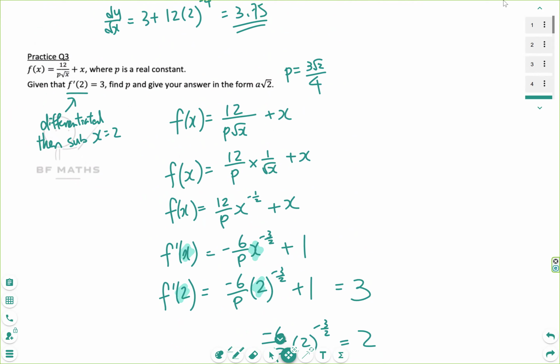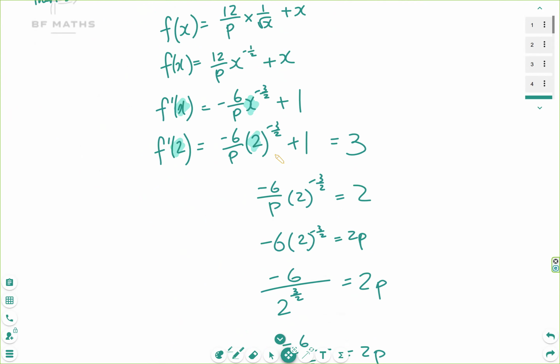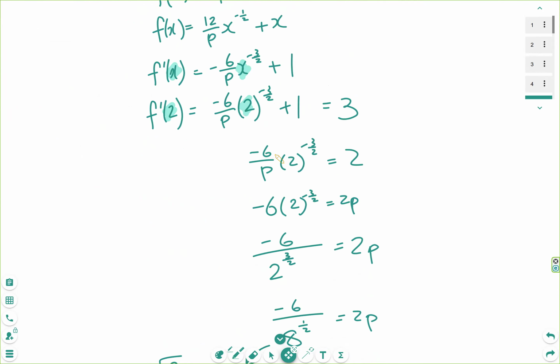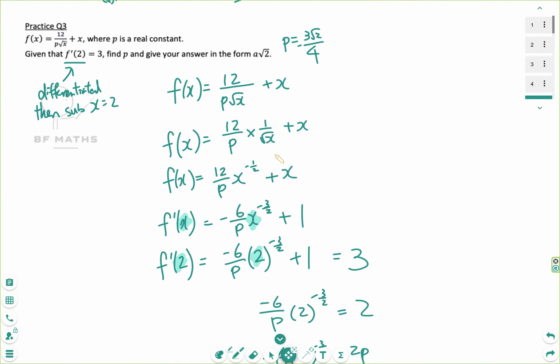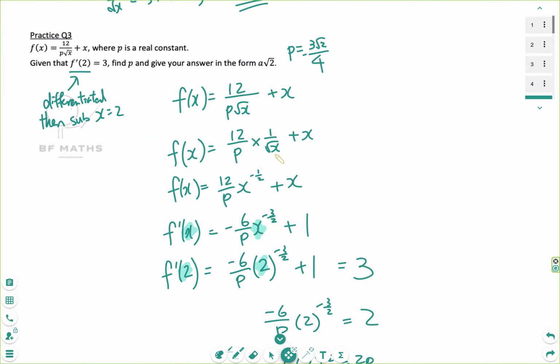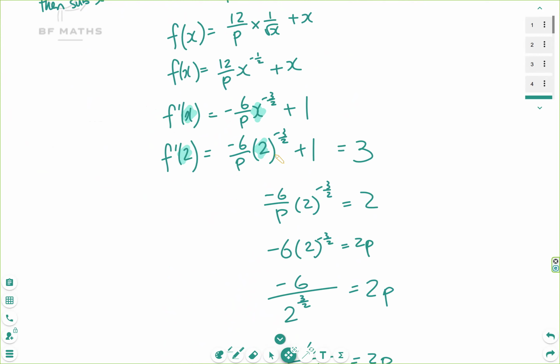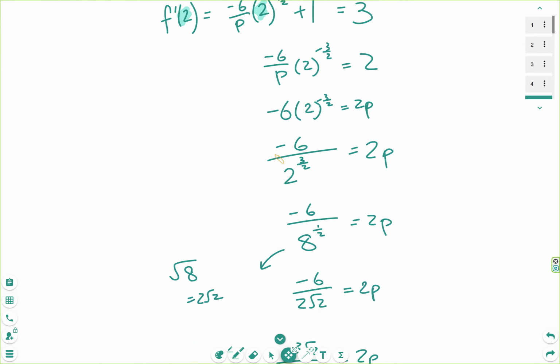So if you're wondering what p actually equals, is it negative? Why is it negative? Oh, because of the negative 6 when I differentiate. Yeah, that's right. Okay, and that's the end of lesson 12.5.